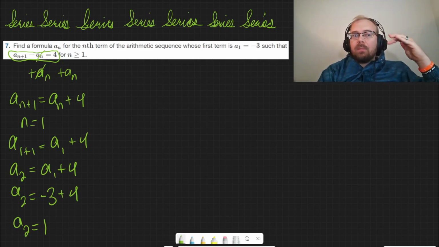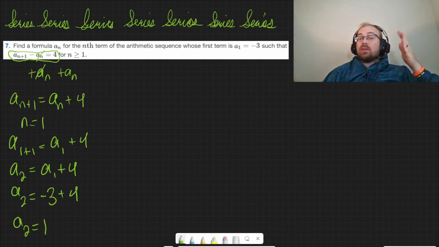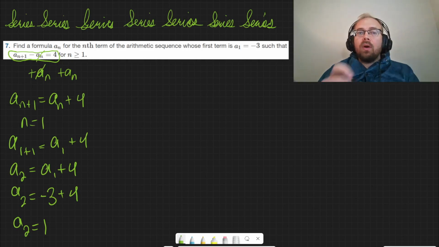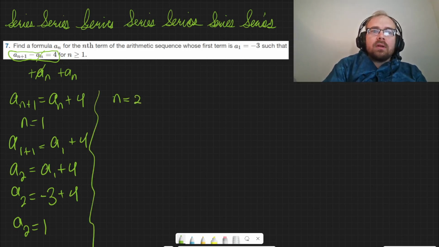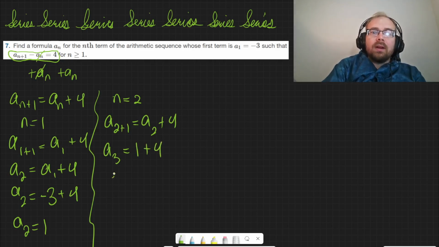Well, what happened if I kept going with that? Well, then it would be n equals 2. Okay, so then a sub 2 plus 1, right? So you can kind of start to see the pattern here, hopefully. I'll do one more. So if you already see the pattern, you can scrub ahead just a little bit, but n equals 2, so then a sub 2 plus 1 would equal a sub 2 plus 4. A sub 3 is equal to a sub 2, we know, is 1. 1 plus 4 is 5.